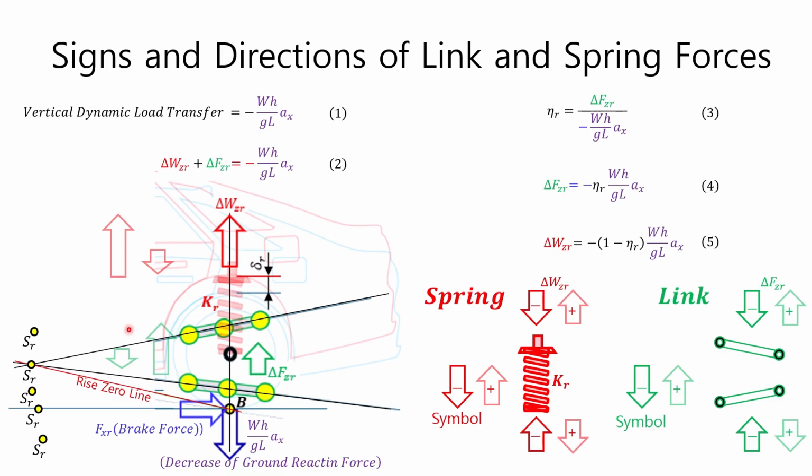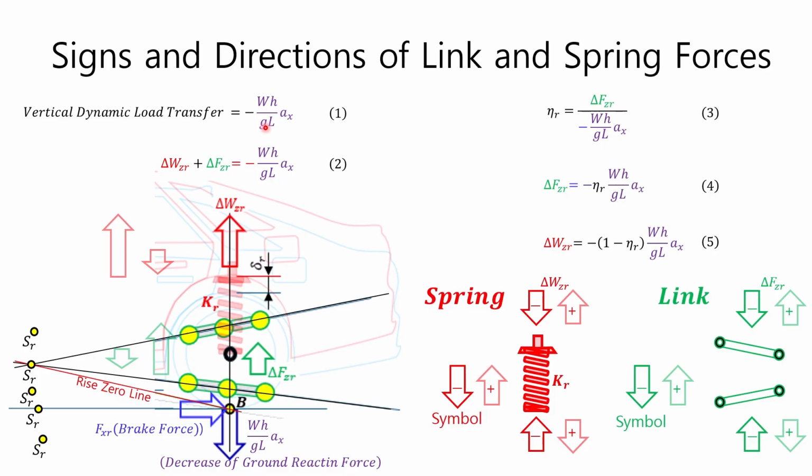If the virtual reaction point is above the rise zero line, delta FZR is positive, so it acts as a tensile force on the link, and delta WZR is negative, so it acts as a compressive force on the spring. This will be explained with a figure later.